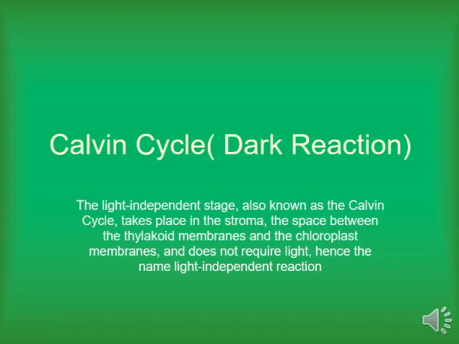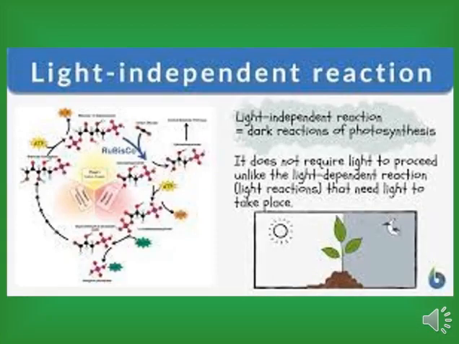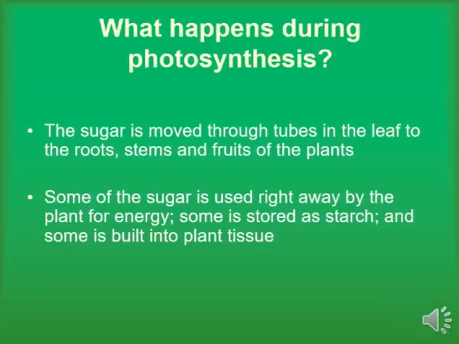Calvin cycle, or dark reaction. The light-independent stage, also known as the Calvin cycle, takes place in the stroma, the space between the thylakoid membranes and the chloroplast membranes, and does not require light, hence the name light-independent reaction. Light-independent reactions, or dark reactions, of photosynthesis do not require light to proceed. It occurs during nighttime.